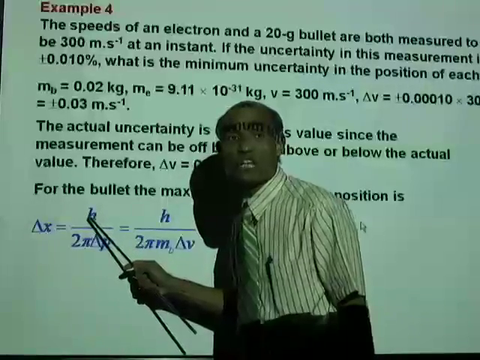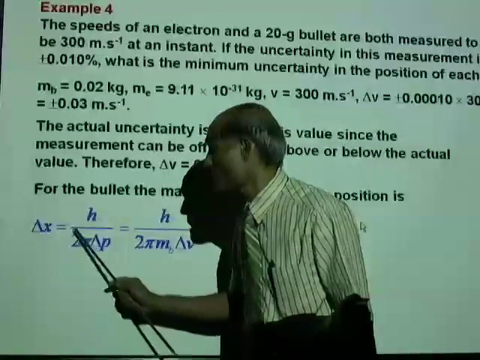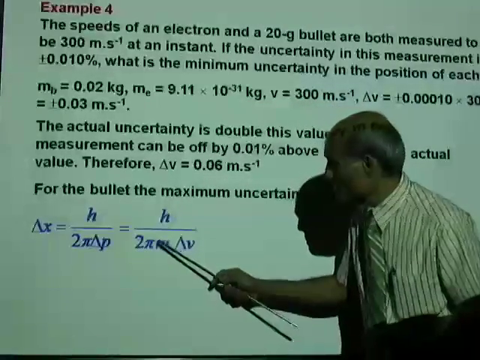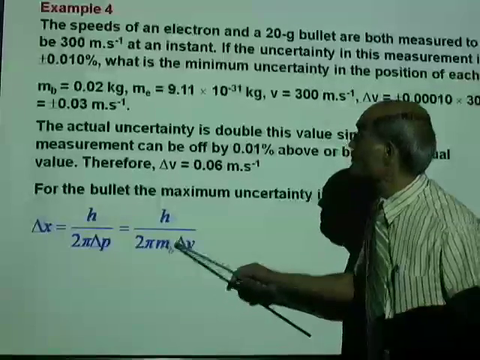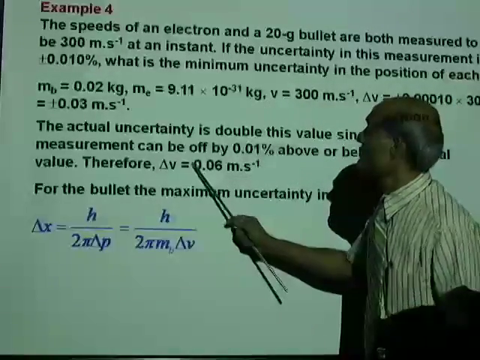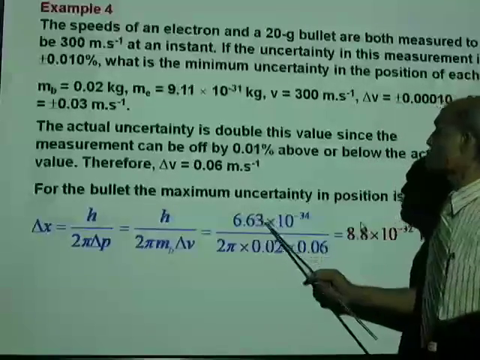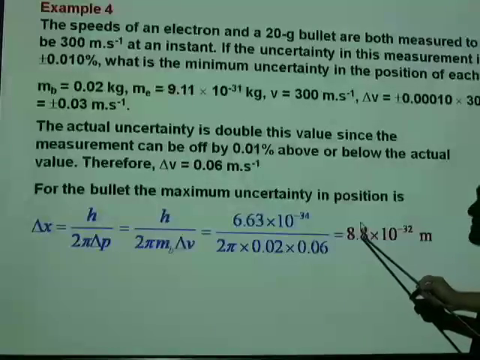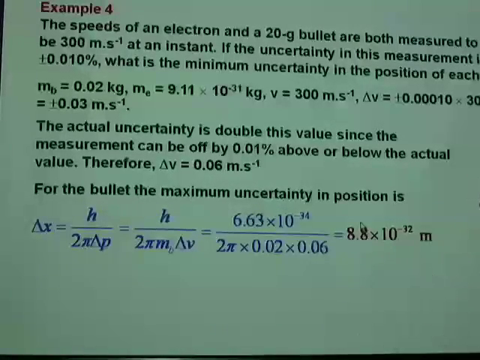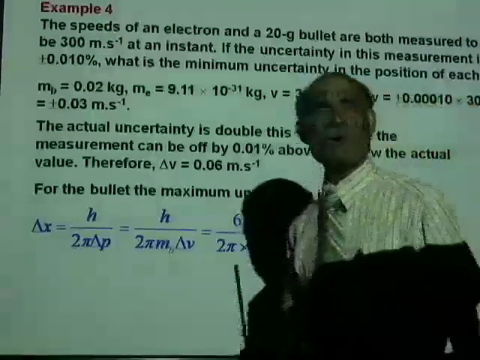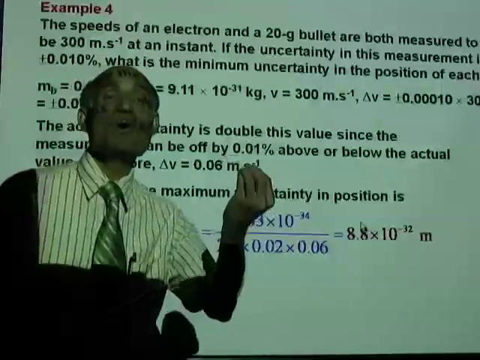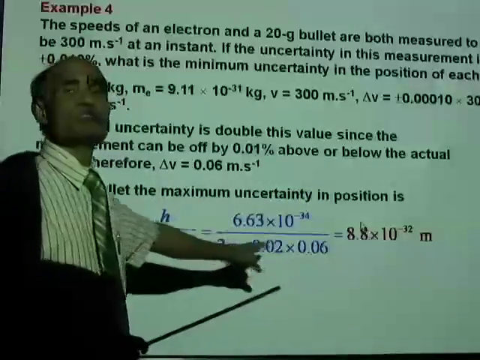Now, when the uncertainty is minimum, delta x multiplied by delta p equals h over 2 pi. Alright, all we now need to do is replace these values. We know the mass of the bullet, we know delta v that we just calculated, and h we know, and that gives you the uncertainty in measuring the position of the bullet as 8.8 times 10 to the negative 32 meter. You can see this is a very small value. So we can say for all practical purposes there is no uncertainty in measuring the position of the bullet.